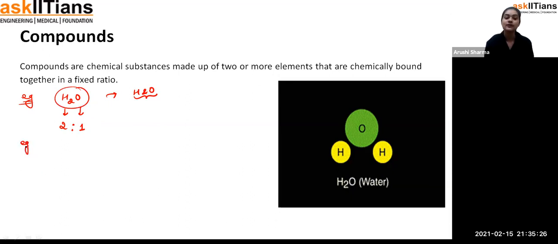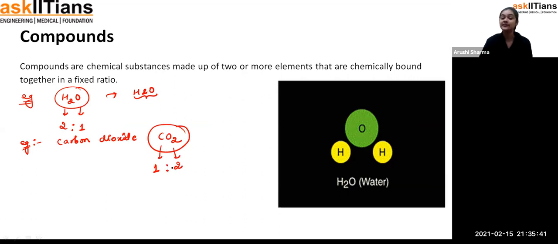Now as we can see another example, that is carbon dioxide. In carbon dioxide, students, it is CO2. That means one is carbon and two are oxygen. So this is the ratio of carbon dioxide: whenever you find the carbon dioxide formula, it will have only CO2, that means one carbon and two oxygen. With one carbon, two oxygen have been bonded, and they are present in a fixed ratio and we can't separate them out. So for elements, we have seen that we have three types: metals, non-metals and metalloids.